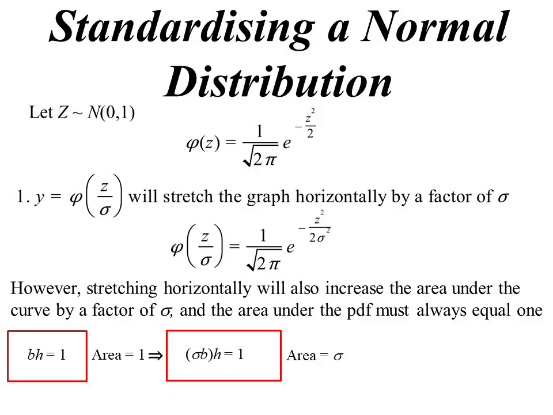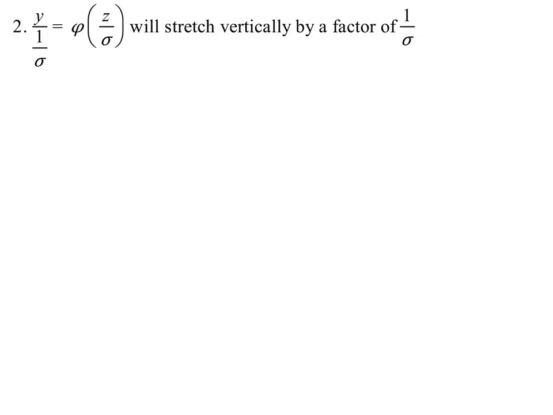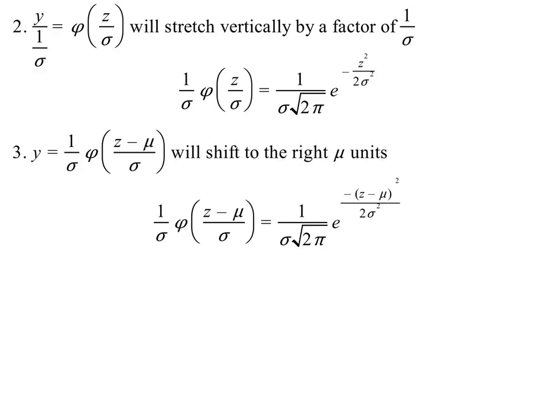So to correct it, now I'll do a vertical dilation of 1 on sigma. That will then, in our area function, turn out to be 1 again, because now the sigmas cancel out. I'm back to base times height, basically. So now I do my dilation on the y values as well. That will stretch it vertically by 1 on sigma. Therefore, I'll change my function and substitute in. And then finally, we're going to shift it to the right, because I want to get that average to 0. So I'm going to move the mean to 0. And we now get that.